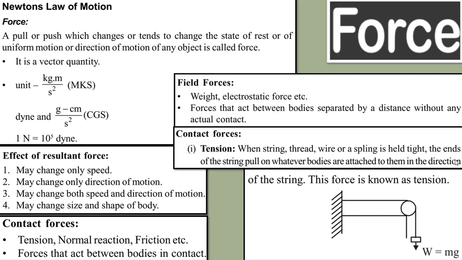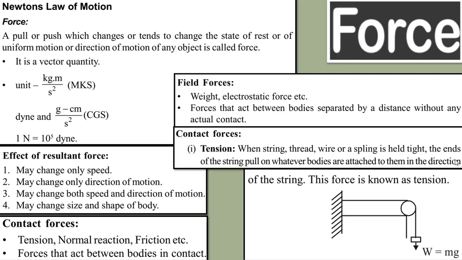This conversion is very much important. So a pull or push which changes or tends to change the state of rest or uniform motion or direction of motion of any object is called force. It is a vector quantity. Effect of resultant force: it may change only speed, it may change only direction, it may change both speed and direction, it may change size and shape.